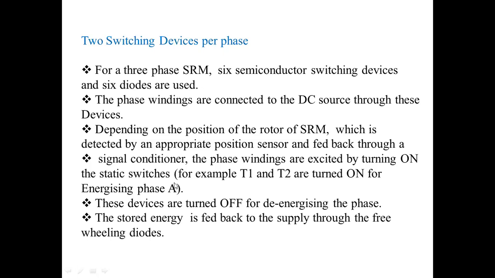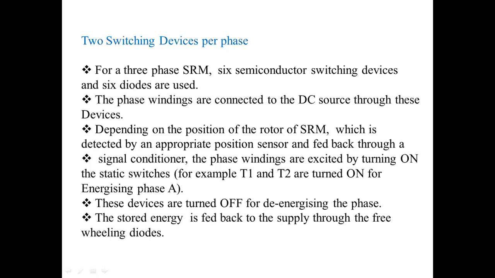Here, a position sensor always senses the position of the rotor and gives a signal to the controller. The phase windings are excited by turning on the static switches. Static switches means IGBTs, MOSFETs, normal SCRs or thyristors. For example, T1 and T2 are turned on for energizing phase A. These devices are turned off for demagnetizing phase B. The stored energy is fed back to the supply through the freewheeling diode.